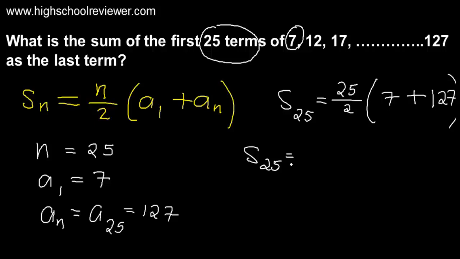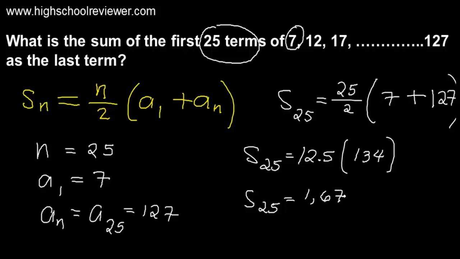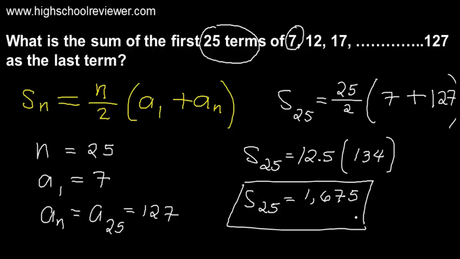So our S sub 25 now will be equal to 25 divided by 2. This will give us positive 12.5, and multiply this by 7 plus 127. This will give us positive 134. So our S sub 25 now will be equal to 12.5 multiplied by 134. This will give us positive 1675. So S sub 25 is equal to 1675, and this is our final answer.